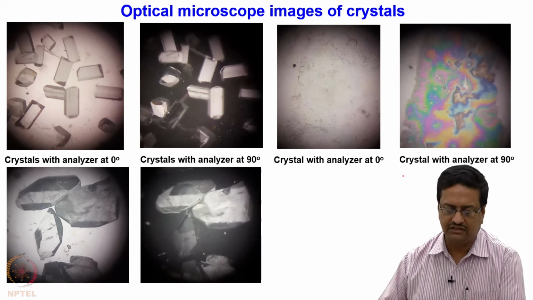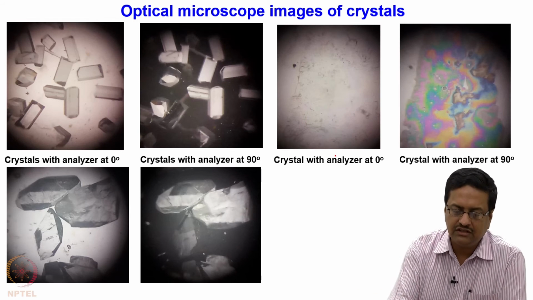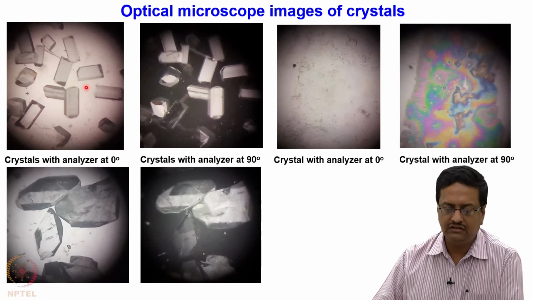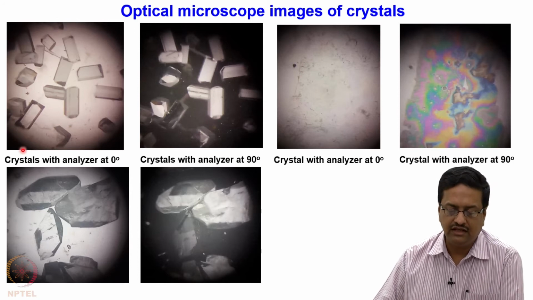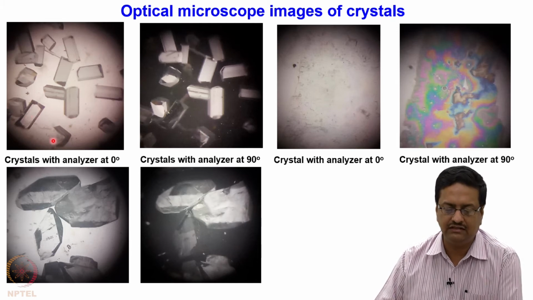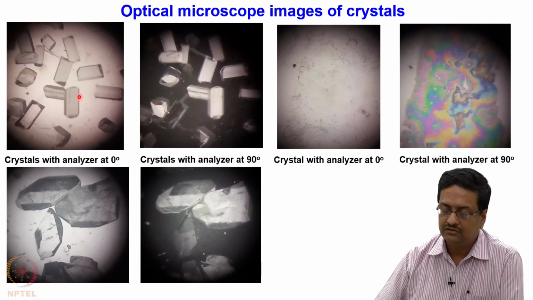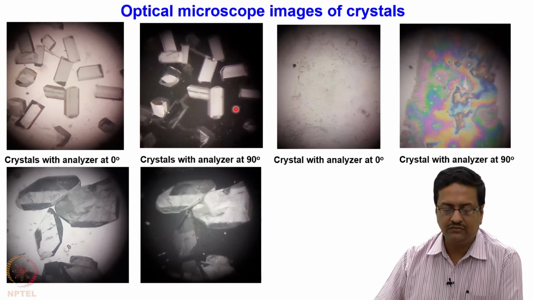Here on the first picture, what we have is the image of a set of crystals with the background bright, which means the analyzer is kept at 0° and the light is passing through both outside the crystal and inside the crystal. Now when we rotate the analyzer by 90°, the light that is passing through the bottom glass is blocked by the analyzer, and the crystal, which was looking very nice and transparent here, is now totally dark.